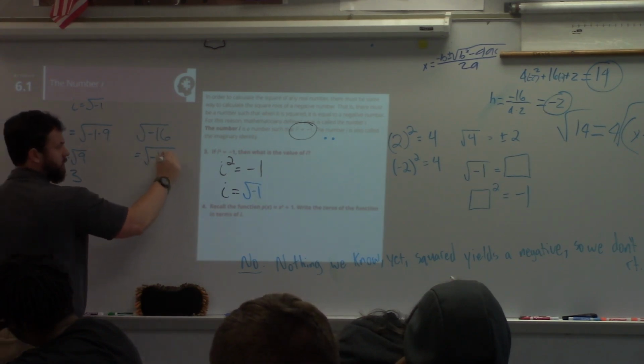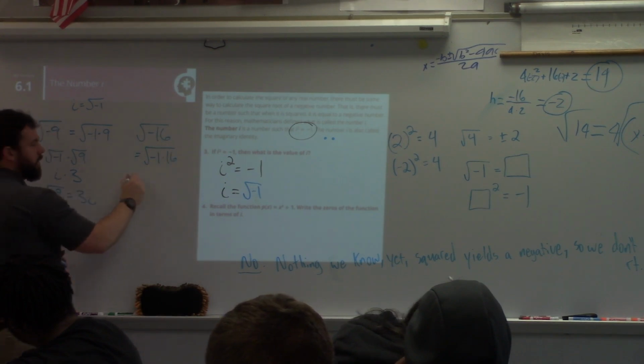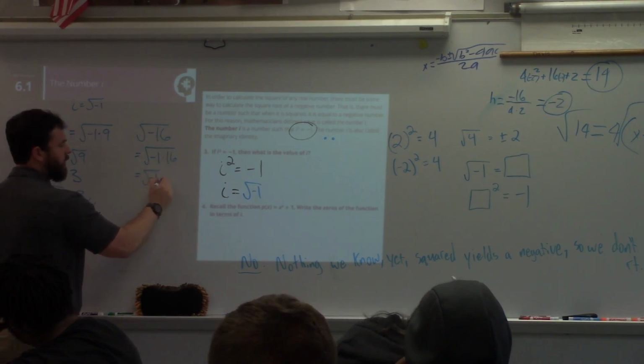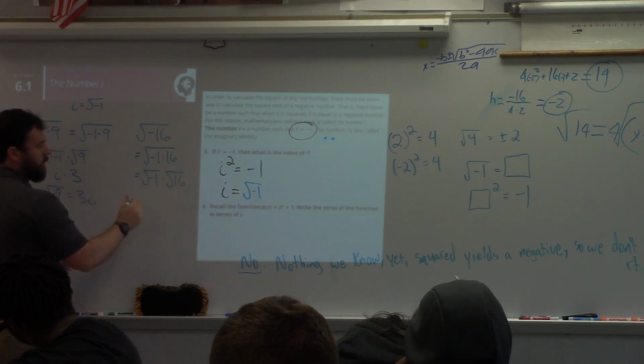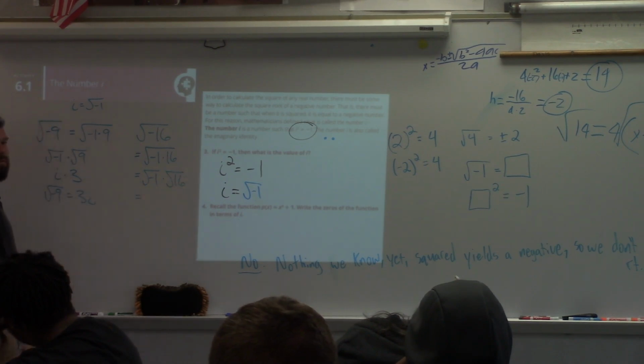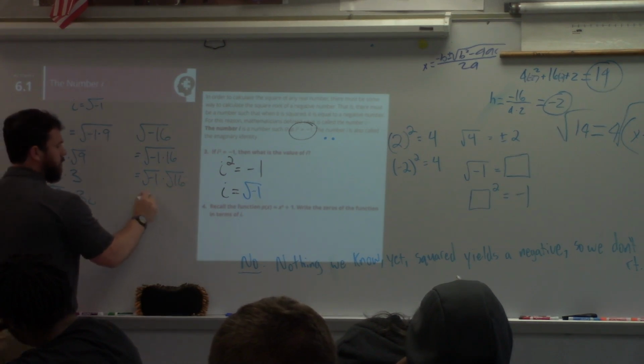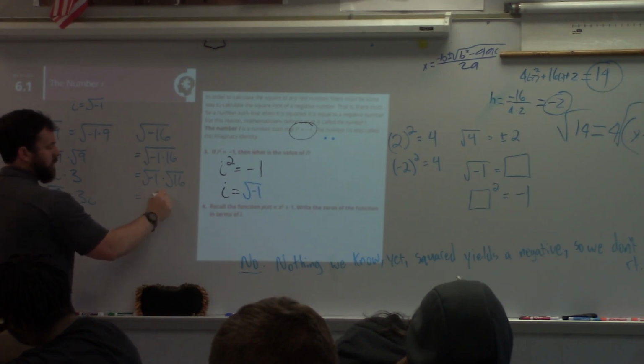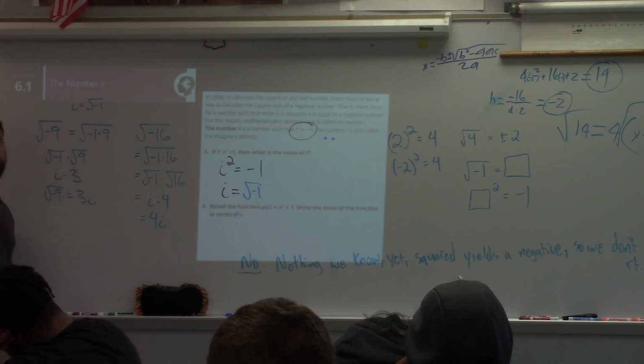Times 16, right? So that would be the square root of negative 1 times the square root of 16. What's the square root of negative 1? i. What's the square root of 16? 4. So the square root of negative 16 is the same as 4i.